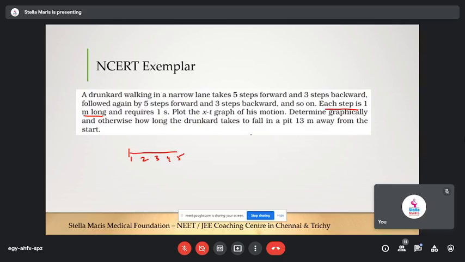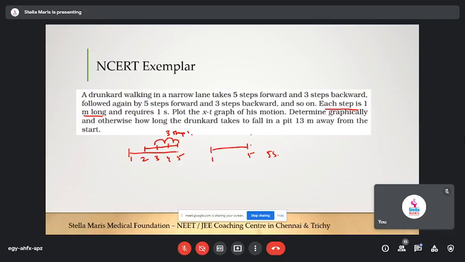So what happens after going through the first 5 steps? Then he comes back 3 steps backward, from here to here. That is one step, second step, and third. So he takes 5 steps forward and 3 steps backward. Each step is 1 meter long and requires 1 second. So to take 5 steps, what is the time taken? 5 seconds, sir. 5 seconds.